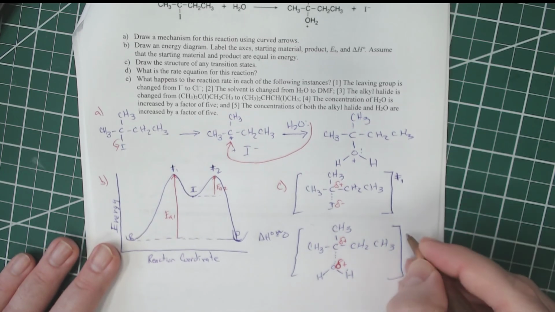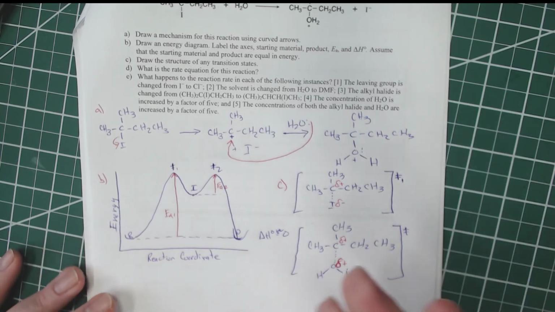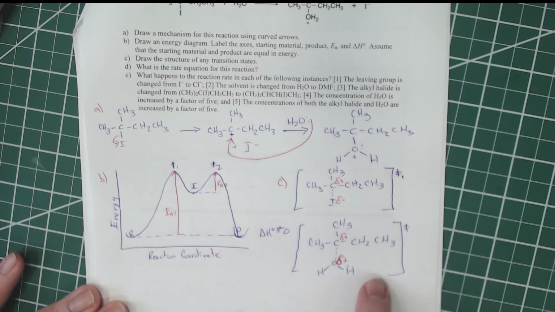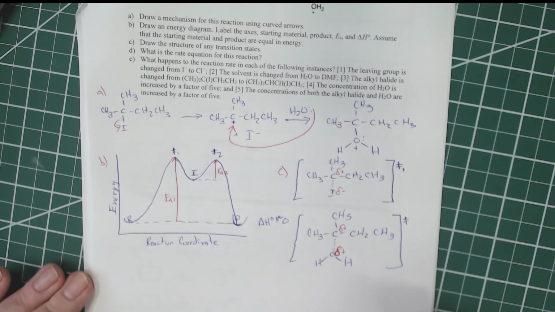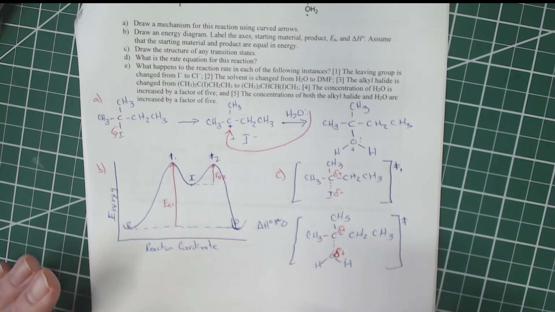A partial positive on the oxygen there as well. Now, as I mentioned, there is a subsequent step where we deprotonate. We're not drawing that step out, but there is a subsequent step where another water molecule would come along and deprotonate this and give us an alcohol. But we're not specifying that in this particular problem. Okay, so that was C.